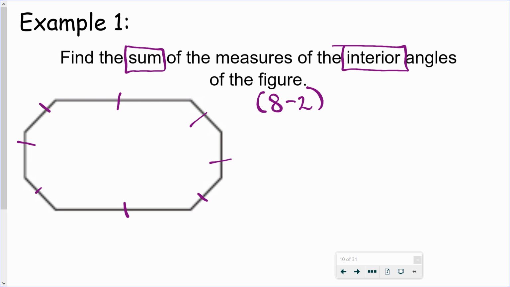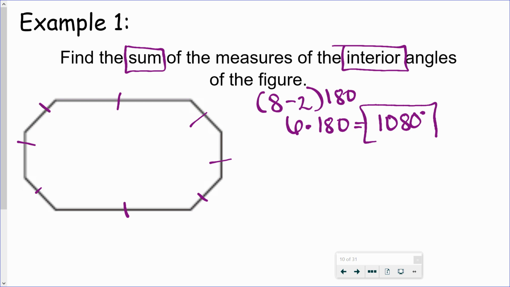You're always going to subtract 2. Once again, that means that we have 6 triangles. Well, we take each of our triangles and multiply by 180. So we've got 6 times 180, and that gives us 1,080 degrees in this figure. So if you were to add up all of the angles, you get 1,080 degrees.